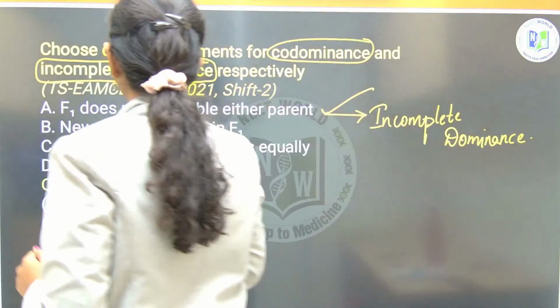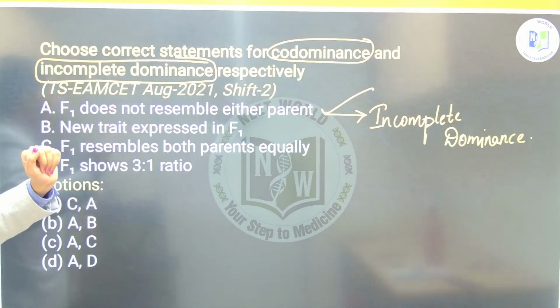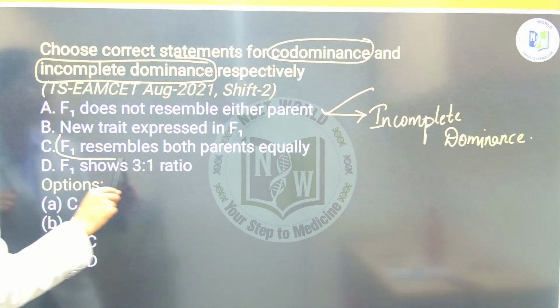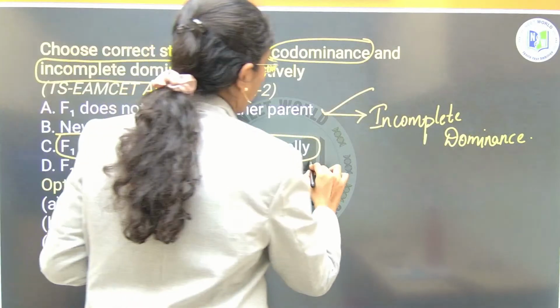New trait is expressed in F1 generation. F1 resembles both the parents equally. This is observed in what? Codominance.